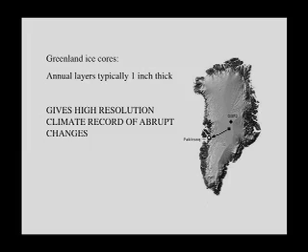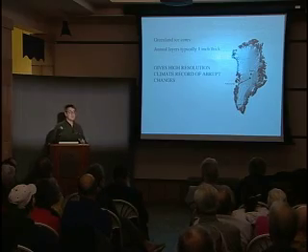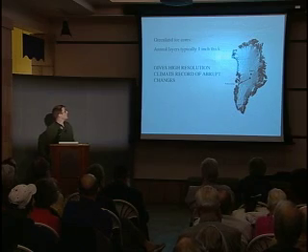This is Greenland, and in Greenland, there's a lot more snow that falls than in Antarctica, and typically annual layers that you find in an ice core are about an inch thick, so they're quite thick. And you can count them very clearly, so you have extremely good time information by just counting annual layers back to about 40,000 years. Beyond that, the record gets indistinct and you can't really do it.